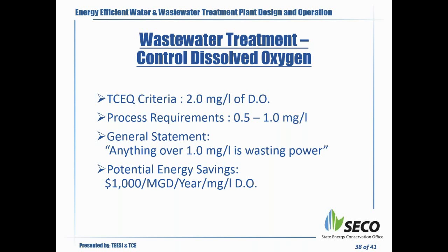You have a potential energy savings of about $1,000 per MGD per year per milligram per liter DO that you save. I've seen many plants in my career that were running at a 4.0, a 5.0 DO in the aeration basin, and that's just wasting power.